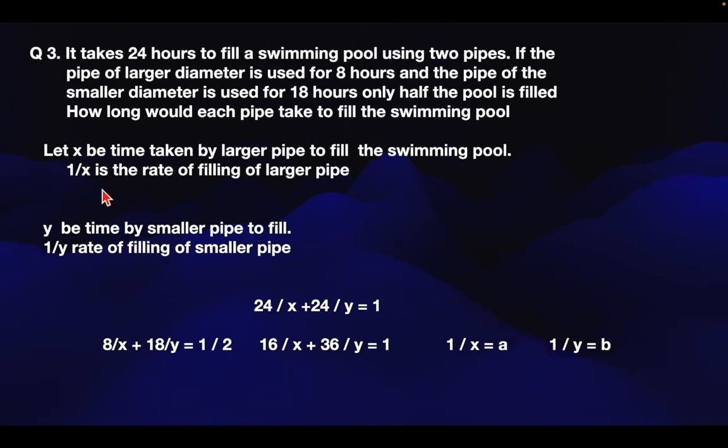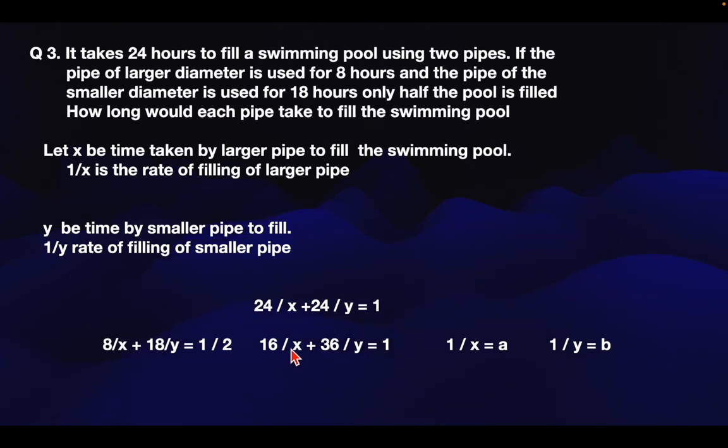Okay. So here we can see that 1 upon x is the rate of filling of the larger pipe and 1 upon y the rate of filling of the smaller pipe. So here 24 hours it takes to fill the whole swimming pool. So 24 upon x plus 24 upon y is equal to 1. Okay. And the next equation will be 8 upon x plus 18 upon y is equal to half the swimming pool only. So 1 upon 2. So this is the next equation.